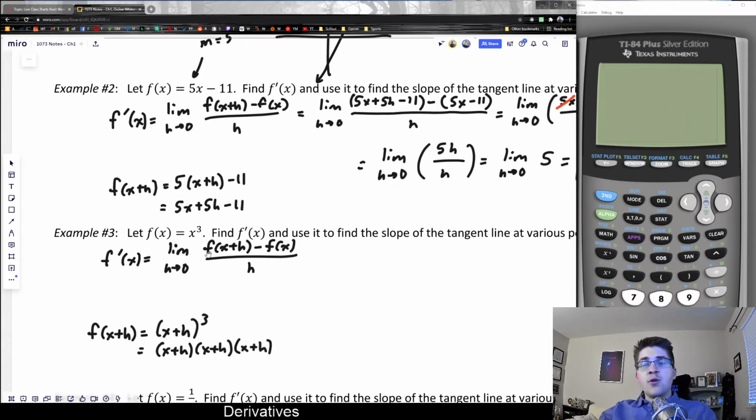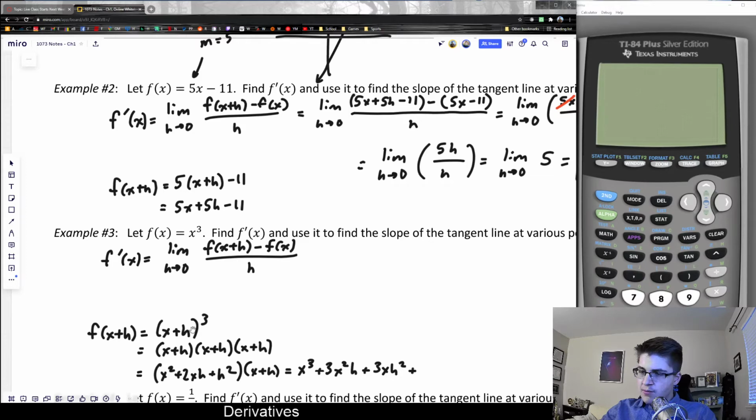And then to FOIL this, there's a shortcut for FOILing when it's the same thing. It would be x squared plus 2 times the inner product plus h squared. And then I'm going to have a third one. There actually is a shortcut for expanding such things by using Pascal's triangle. And I'll go ahead and do the expansion and leave it for you to check me to make sure I'm not messing it up.